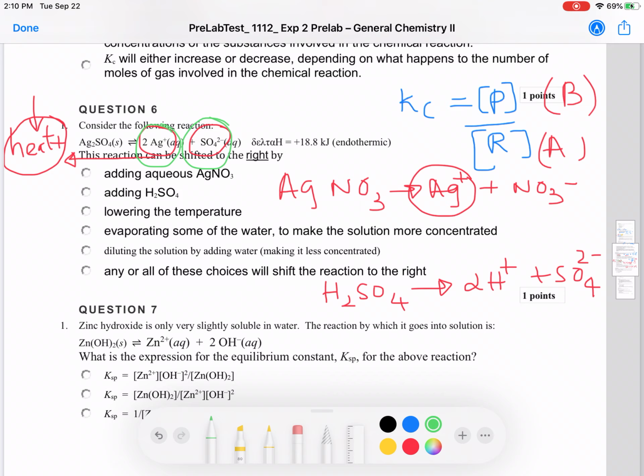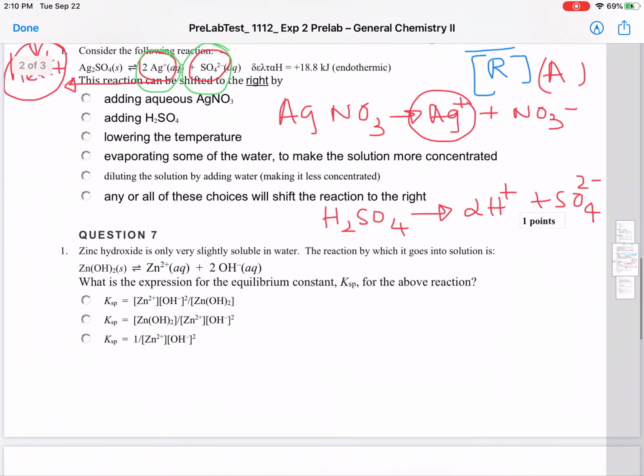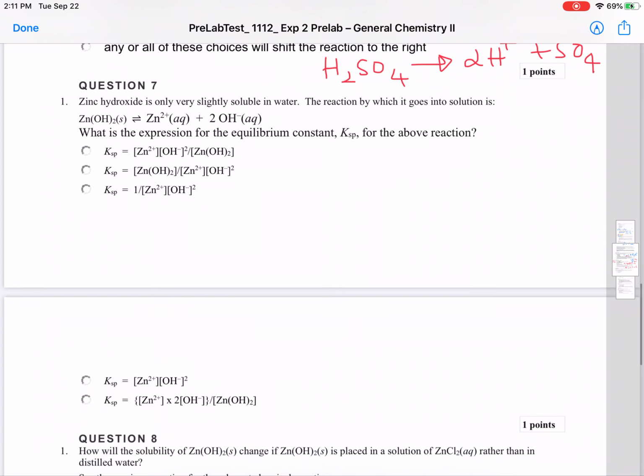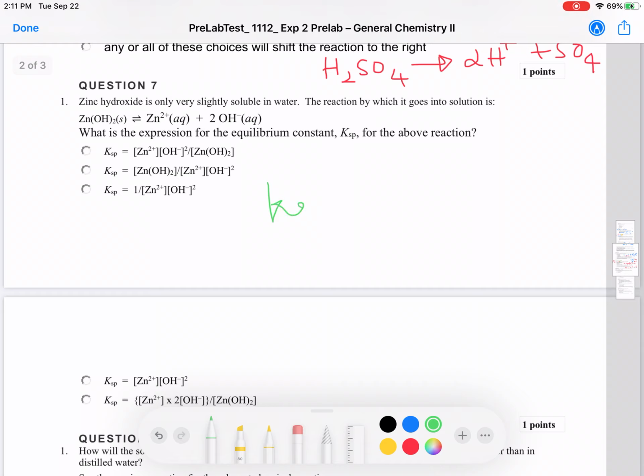Number 7. Zinc hydroxide is only very slightly soluble in water. The reaction by which it goes into solution is given in this equation. Zinc hydroxide solid forming zinc ion and hydroxide ions. What is the expression for the equilibrium constant? Ksp. Ksp is basically the solubility product. You know how to write the Ksp.